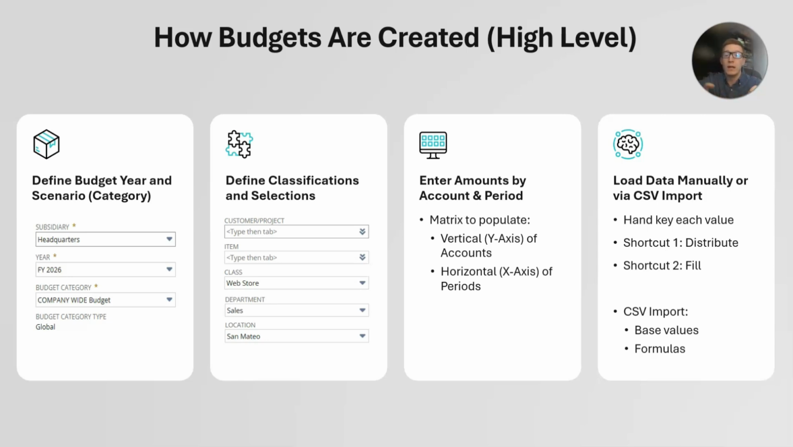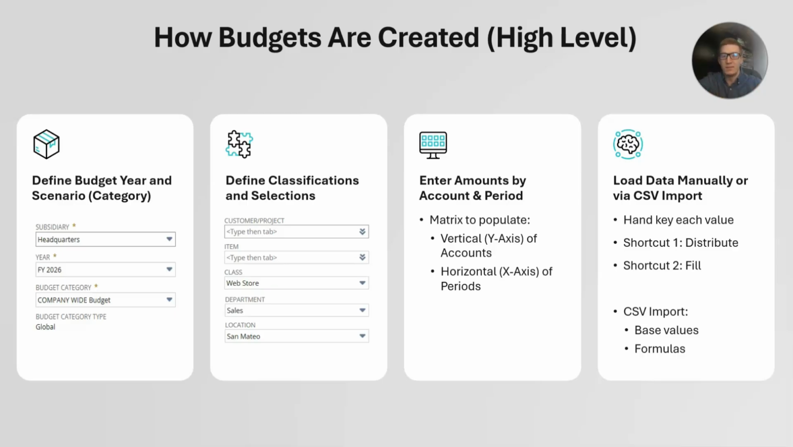3, we have to populate a matrix with our budget amounts. The matrix has a y-axis of all of our accounts and an x-axis of all of our periods for the selected budget year. NetSuite has 3 shortcuts to help us populate that matrix. The first and second are called distribute and fill. They are buttons in the user interface, and I'll demo both of those in just a minute. The third shortcut is a CSV import option, where we can use Excel to build out our budgets, and then we can import those directly into NetSuite after we convert our file to a CSV format.